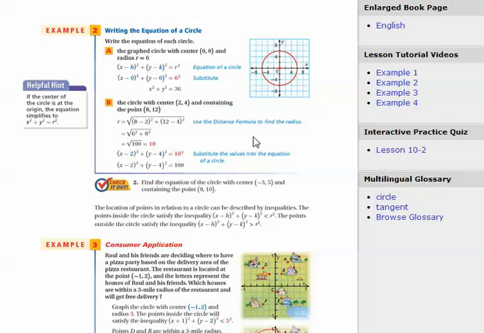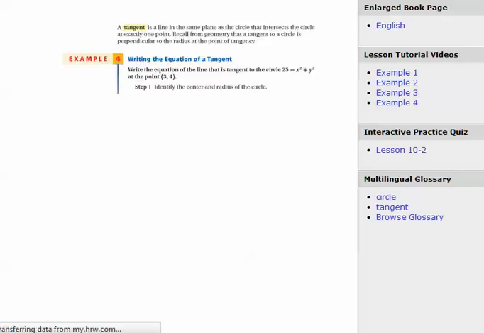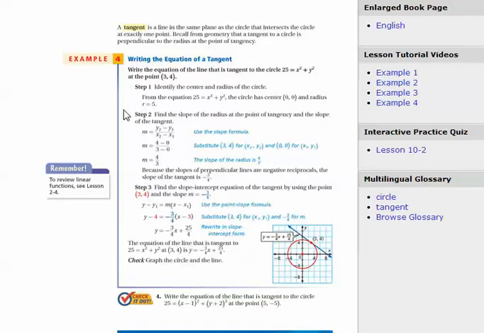A lot of good application problems for this because circles are all over the place. So you want to make sure that you understand some of those problems. And then finally they talk about a tangent. Now a tangent is a line that touches the circle in one point, exactly one point.